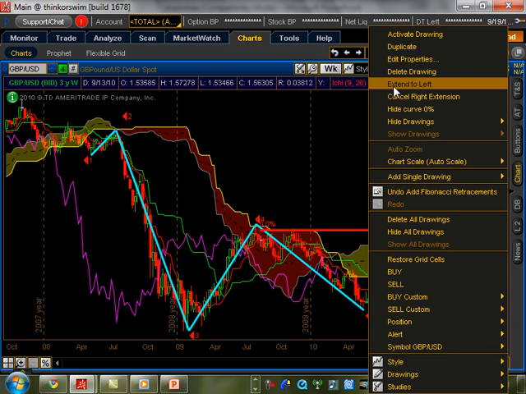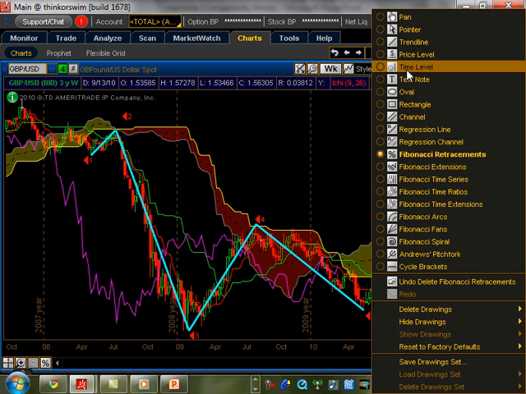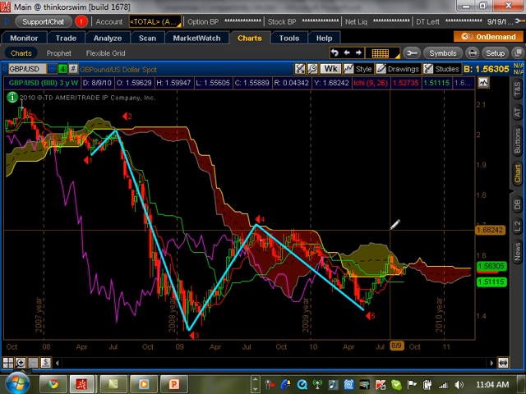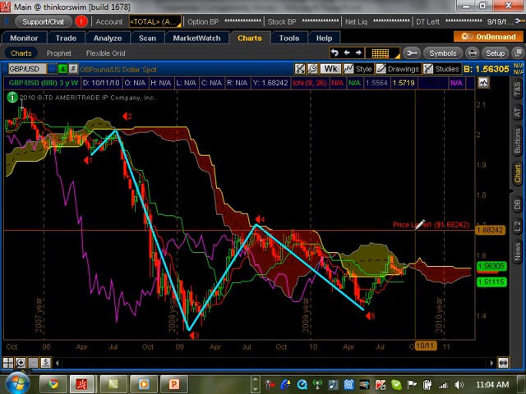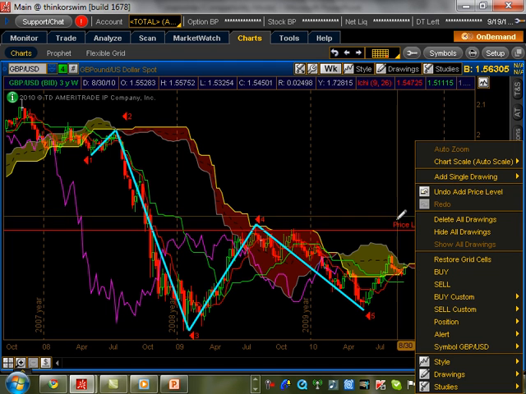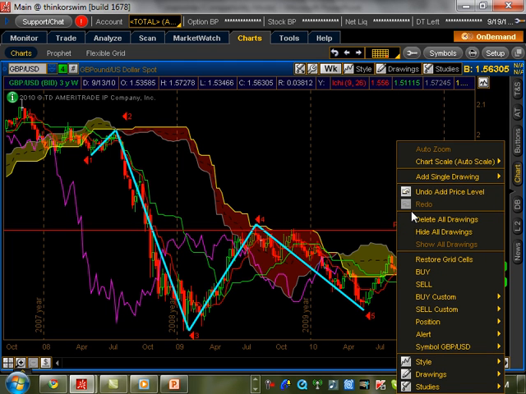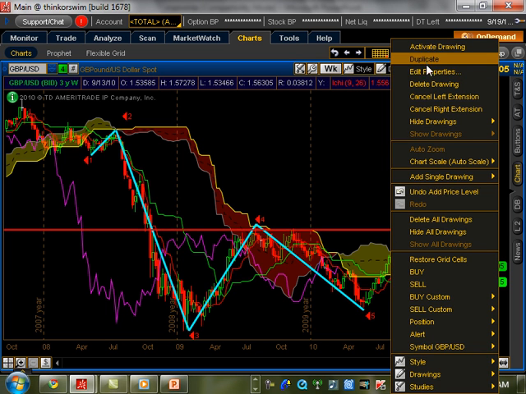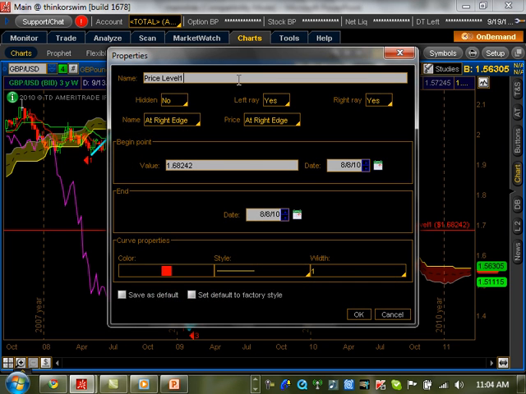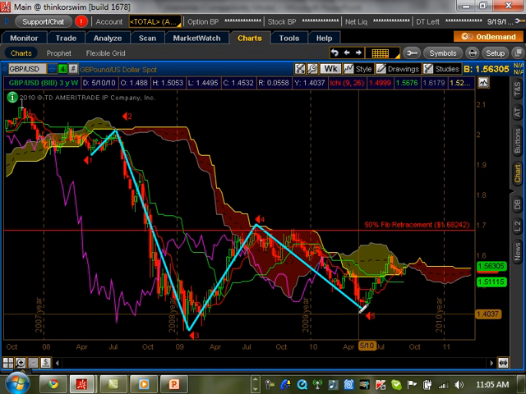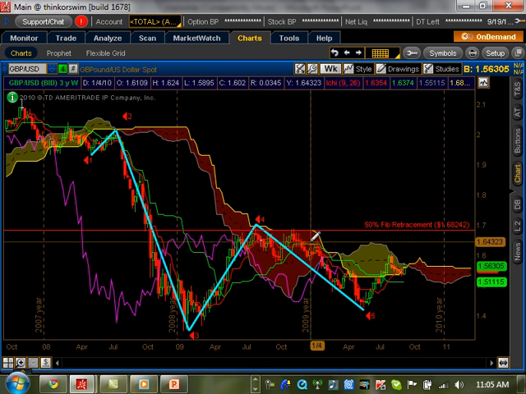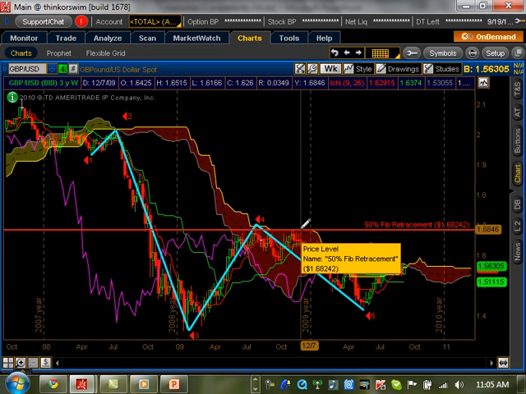Okay, I'm going to delete that, but I'm going to draw a line there and show you that this was a 50% retracement right there, and I'm going to mark it real fast. Okay, so I'm going to mark that guy right now and basically say this is a 50% fib retracement value. Okay, so we've pretty much drawn a Fibonacci retracement there.